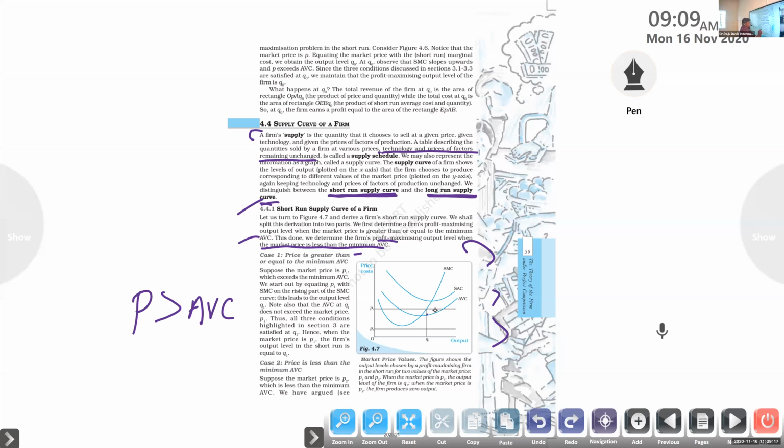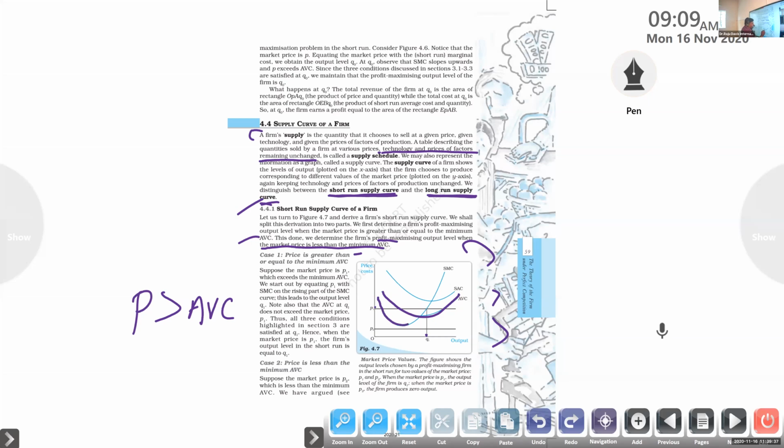Okay, so if the price of the commodity is P1, the firm will fix Q1 quantity to produce and supply in the market. It will not create a loss for them because the price is higher than AVC. Price is higher than AVC.